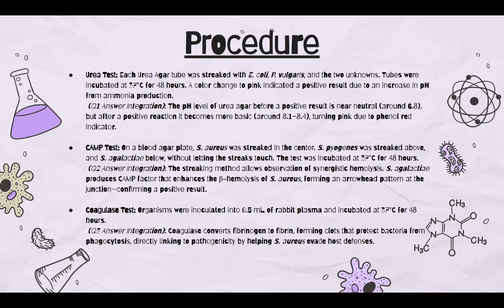a positive result. For our coagulase test, organisms were inoculated into 0.5 milliliters of rabbit plasma and incubated at 37 Celsius for 48 hours. Coagulase converts fibrinogen to fibrin, forming clots that protect bacteria from phagocytosis, directly linking to pathogenicity by helping S. aureus evade host defense.